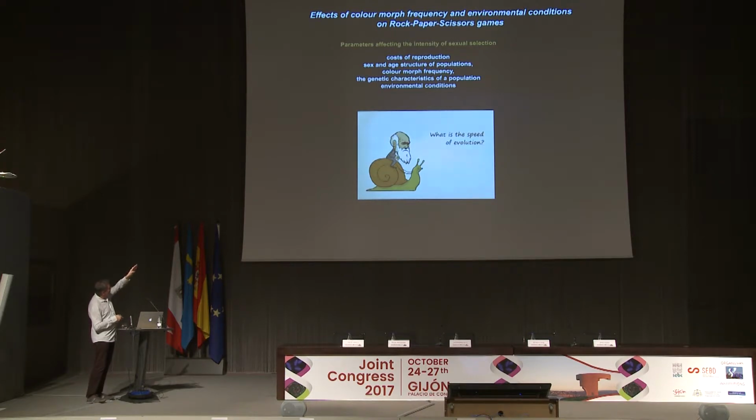So to wrap up, the parameters that affect the intensity of sexual selection are the costs of reproduction, sex and age structure of a population, color morph frequency, or more generally, the genetic characteristics of a population, and environmental conditions. And with that, we try to respond to the question, not what is the speed of evolution, but what determines the speed of evolution.